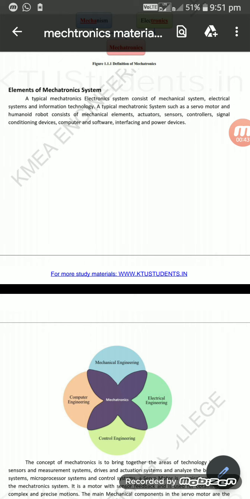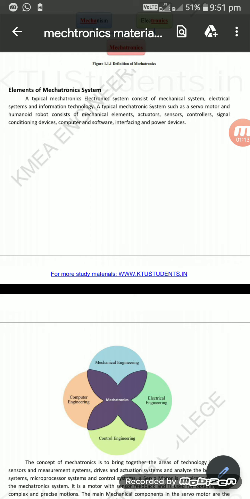Not only servo motors, there are different types of motors. Motors are output devices. Every motor is an output device. But what is the input device? Input devices are switches and sensors. A sensor or a switch is an input device. The servo motor is the output device.